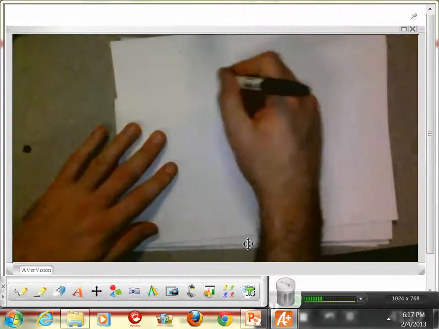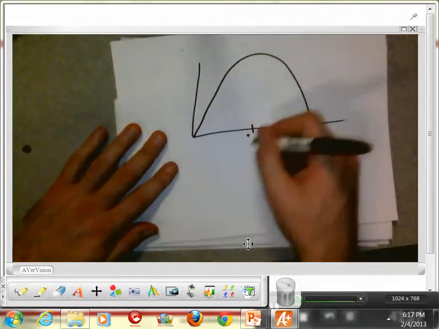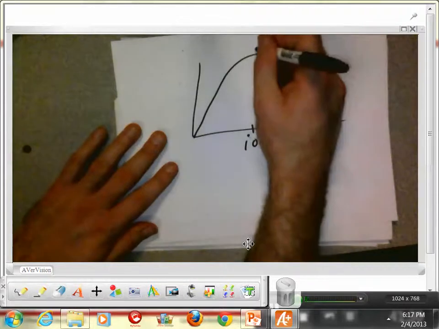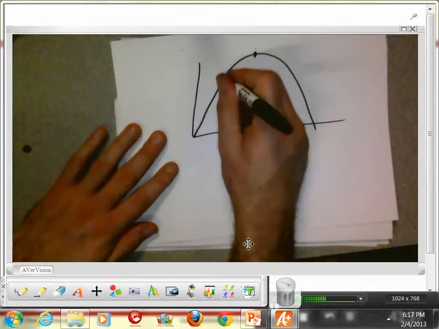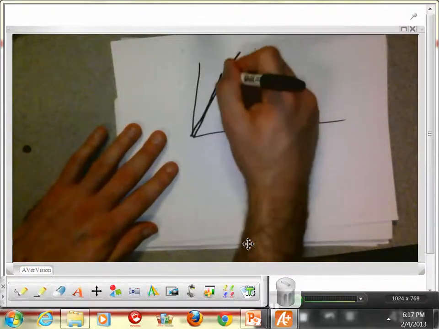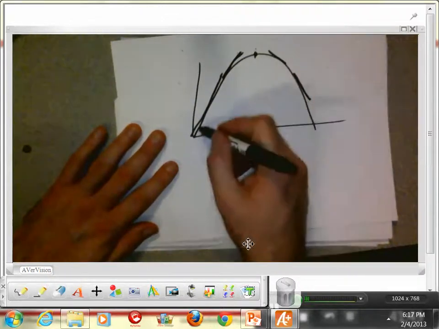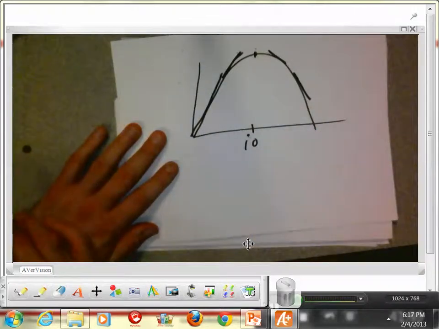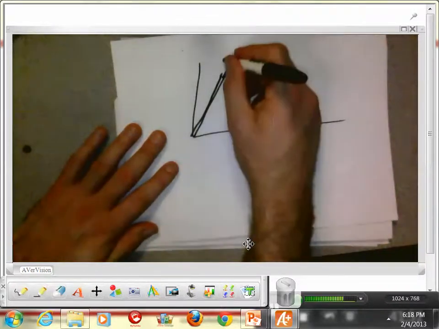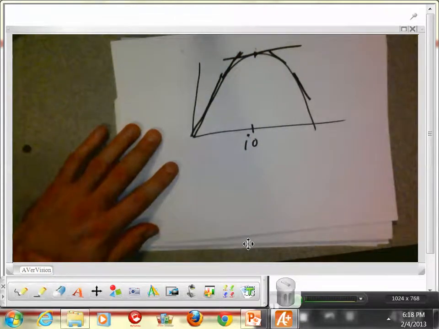Similarly, if we have this function over here, say this is 10 again, what is the derivative at 10? What is the derivative to the left of 10? Positive. What is the derivative to the right of 10? Negative. See how we're increasing then decreasing? Derivative is negative here. What is the derivative at 10? 0. It's flat. So in this case, is 10 a relative maximum or minimum?